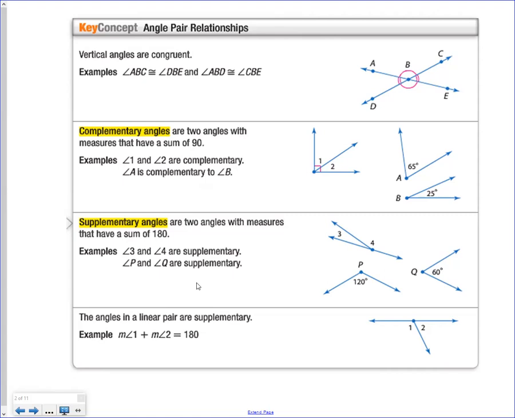The statement on the bottom leads to an interesting true and false question, right? Or a sometimes, always, never. Supplementary angles form a linear pair. Is that true or false? Supplementary angles form a linear pair.